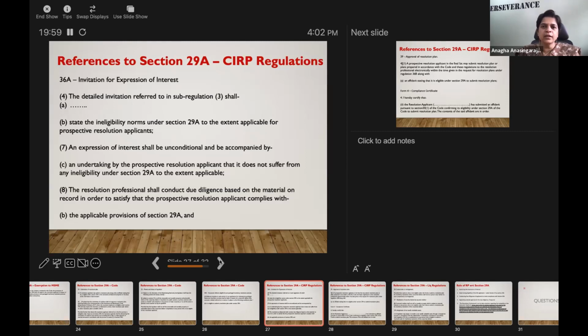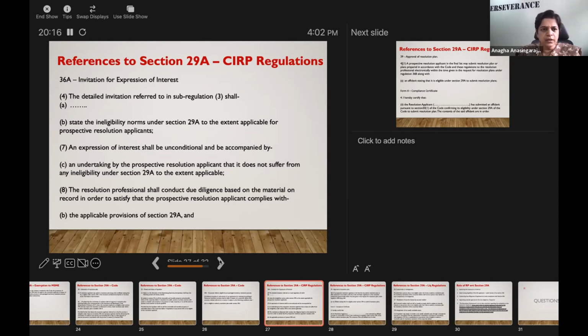Then the expression of interest, when it is being submitted by the potential applicant, they need to submit an undertaking that the potential applicant does not suffer from the ineligibility under 29A to whatever extent it may be applicable. So in case it's MSME, C and H will not apply.